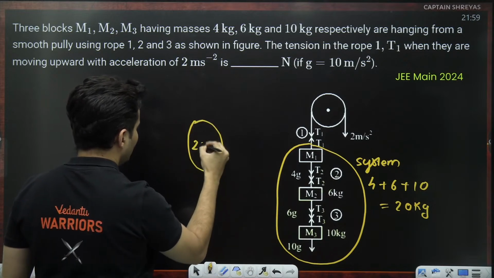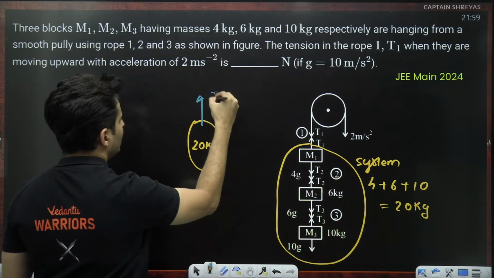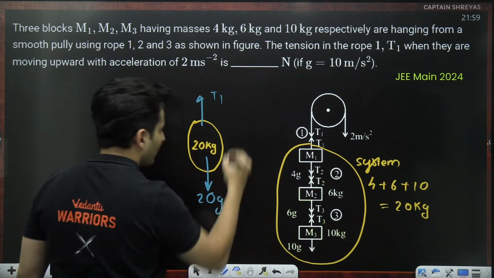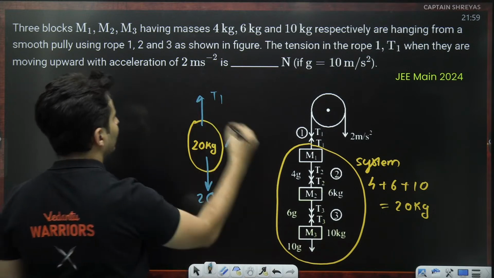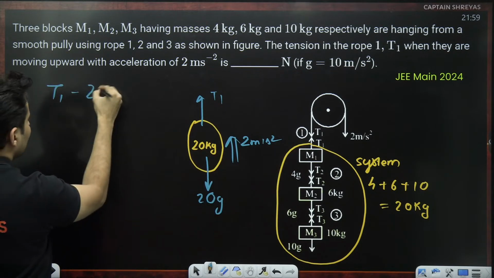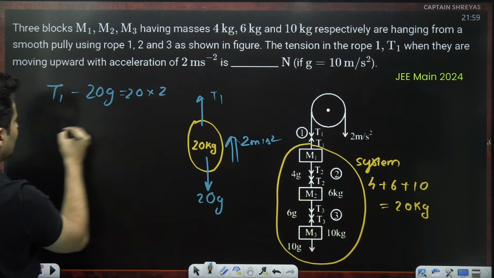Guys, you have 20 kgs. Okay, what are the forces on it? One from outside, T1, one from below, which is 20 G. And it is accelerating up with 2 meters per second square. Guys, this is like T1 minus 20 G is equal to mass into acceleration. Use Newton's law, that's all.